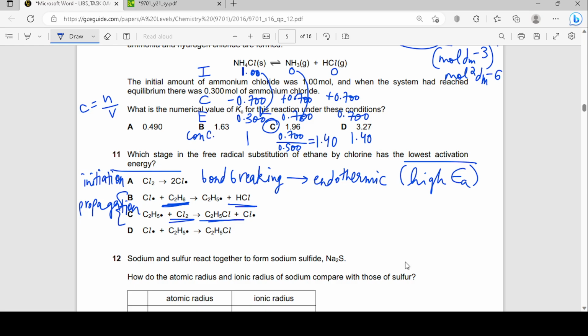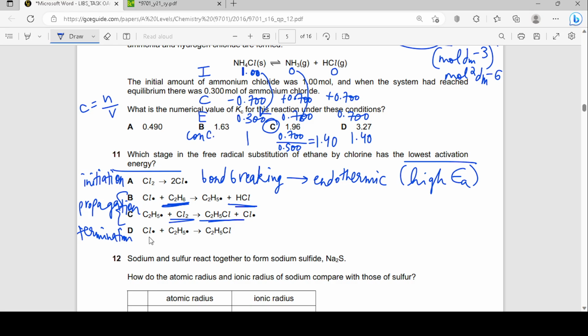So that means we can't really determine exactly whether it will be a high activation energy or low activation energy. But the propagation steps are a sort of chain reaction after the initiation step. The free radical substitution is a chain reaction, so obviously there's less energy required than was required for the initiation step. But then, the termination step is actually the one that has the lowest activation energy.